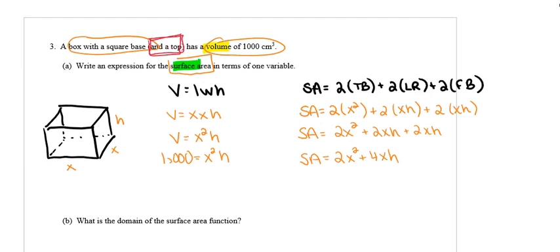All right, so now I'm at the point where I need to express the surface area in terms of just one variable. I'm going to go back over here to my volume formula. It's going to be much easier to solve that formula for h than for x. So I'm going to go ahead and solve for h.